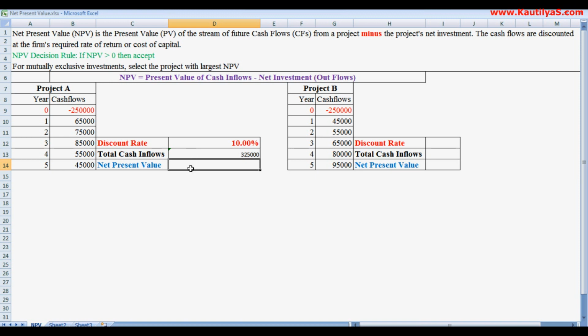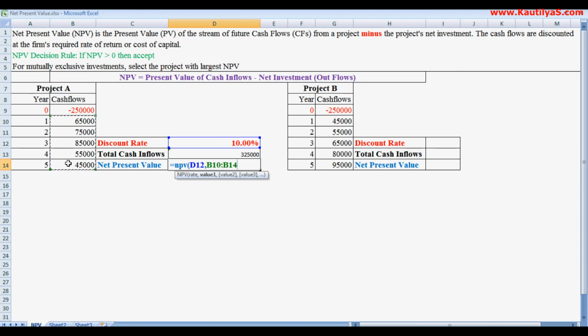For that we have a built-in Excel function, that is NPV, so equals NPV. Once you type NPV, it prompts you to give the rate, that is the discount rate or your cost of capital. So select your discount rate, then a comma, and it asks you to give inputs for value 1, value 2, that is cash inflows. Please remember that it is only cash inflows, not cash outflows. So we need to select the cash inflows.